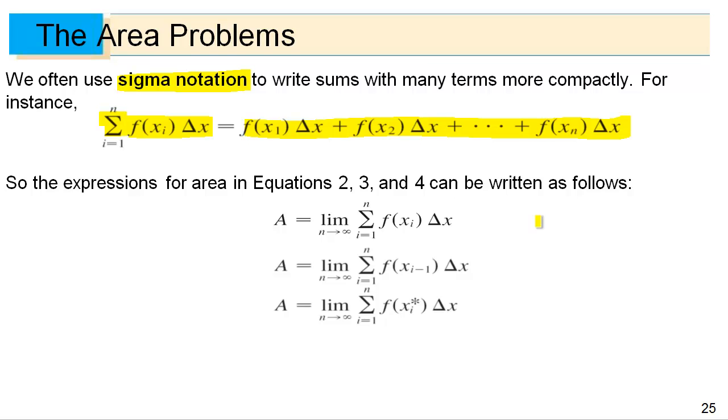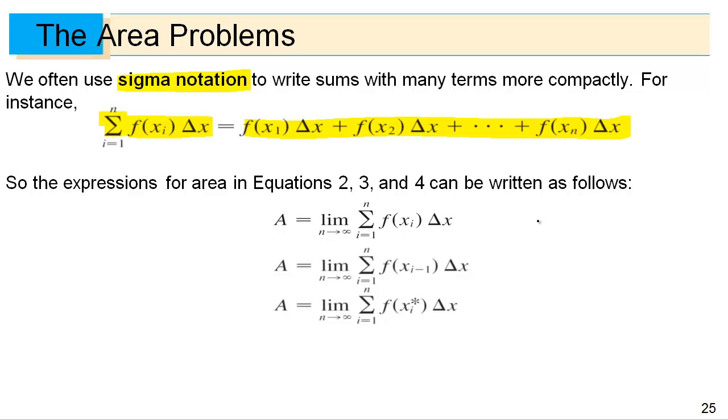So you take the function, you evaluate it at x sub 1, multiply that by delta x, then add that to the function evaluated at x sub 2 times delta x, added to f of x sub 3 times delta x, and so on and so forth, all the way up to x sub n. It's just a shorthand notation, so we don't have to write out all of this every time.